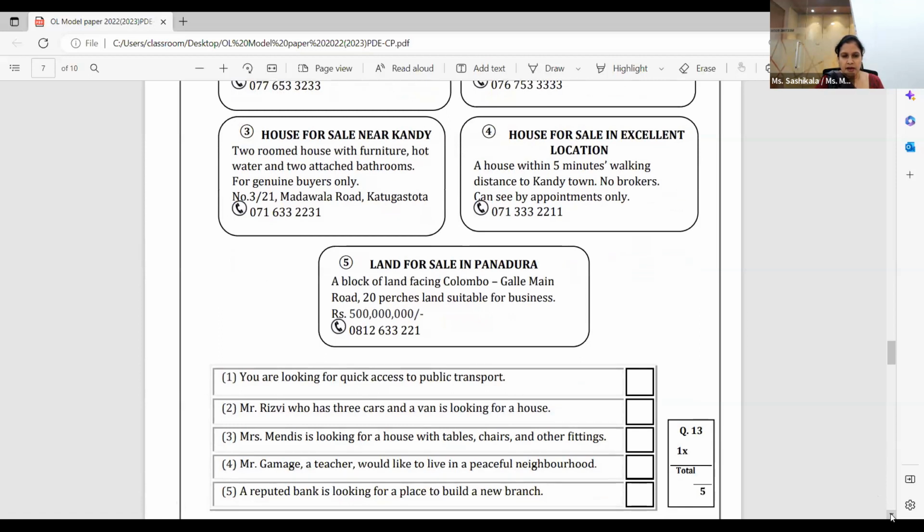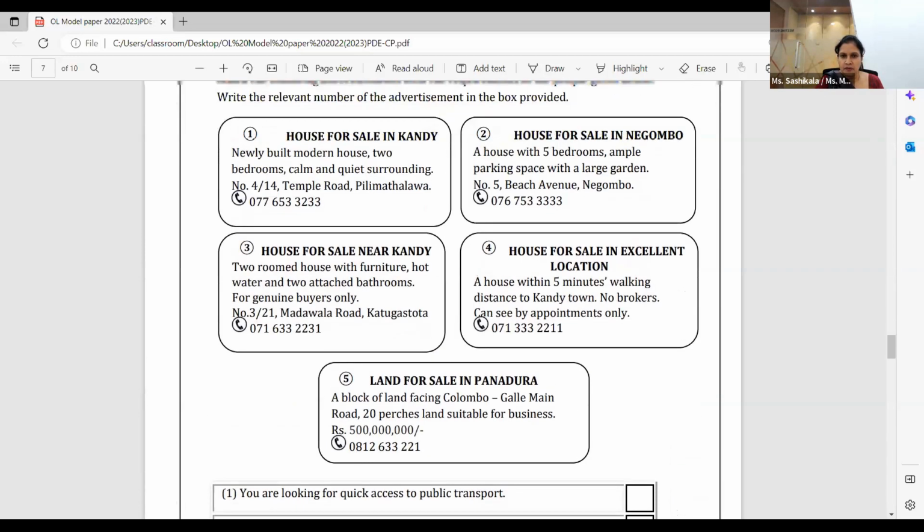If a reputed bank is looking for a place to build a new branch, that means for business purposes, they are searching for a building. That goes to the 5th one, land for sale in Hanadura. They are the keywords, reputed bank. So yes, a reputed bank, the keywords for business in the 5th advertisement.